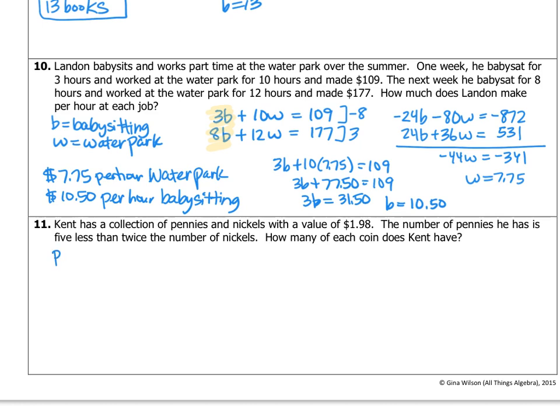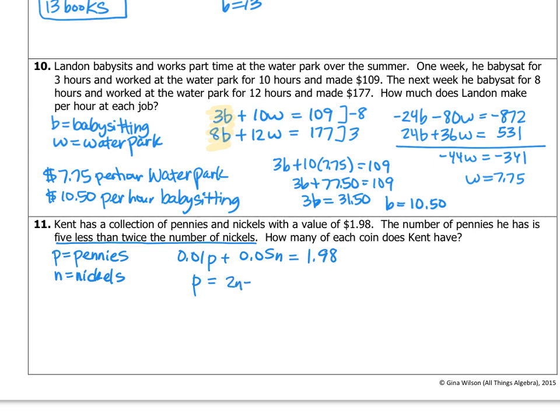All right, so I'm going to do p is pennies and n is nickels. So pennies and nickels. So let's see, 0.01 for the pennies plus 0.05 for the nickels, because that's how much they're worth, is equal to $1.98. And then the number of pennies is 5 less than twice the number of nickels. So p equals 2n minus 5. All right, so there's our system of equations.